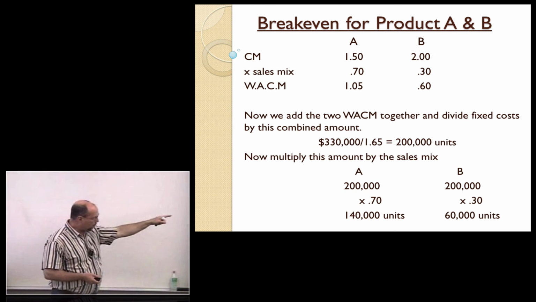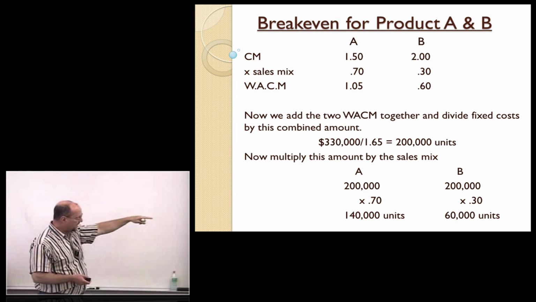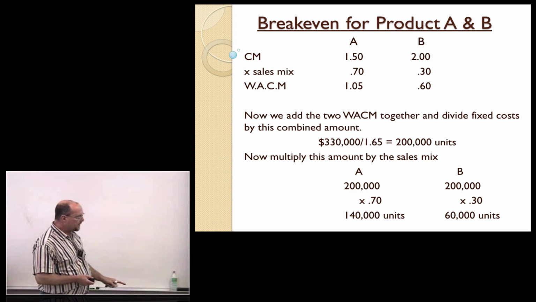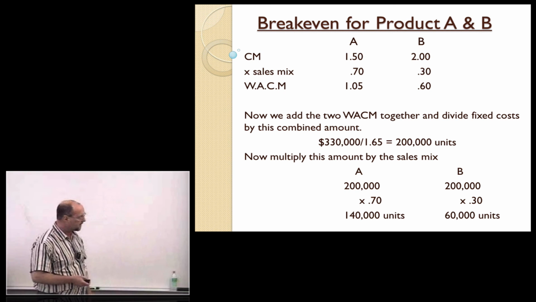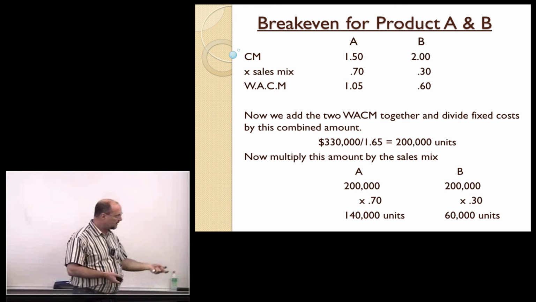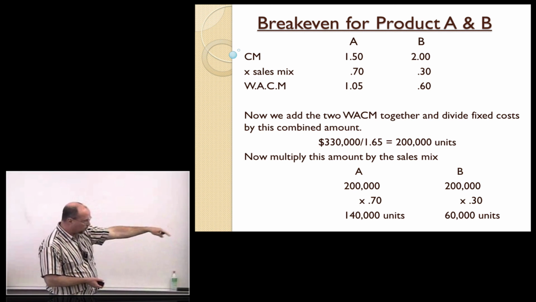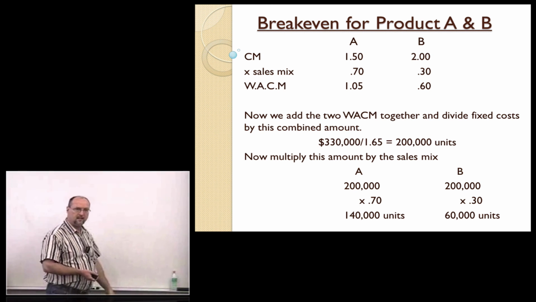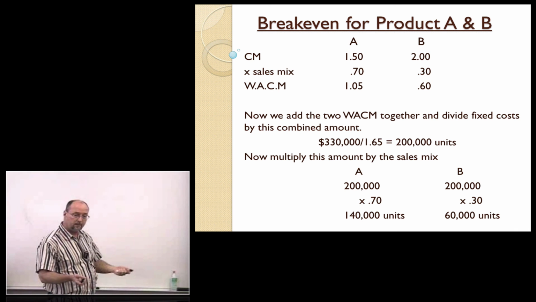Take your fixed costs, which in the previous slide we saw were $330,000, divide it by your weighted average contribution margin, and we have to sell a total of 200,000 units. Now, this 200,000 units is comprised of products A and B. We have to separate product A and B, and for this we go back to our sales mix. 200,000 times 0.7, 70% of that 200,000, or 140,000 units, will be product A. And 30% of the 200,000 units, or 60,000 units, will be product B.